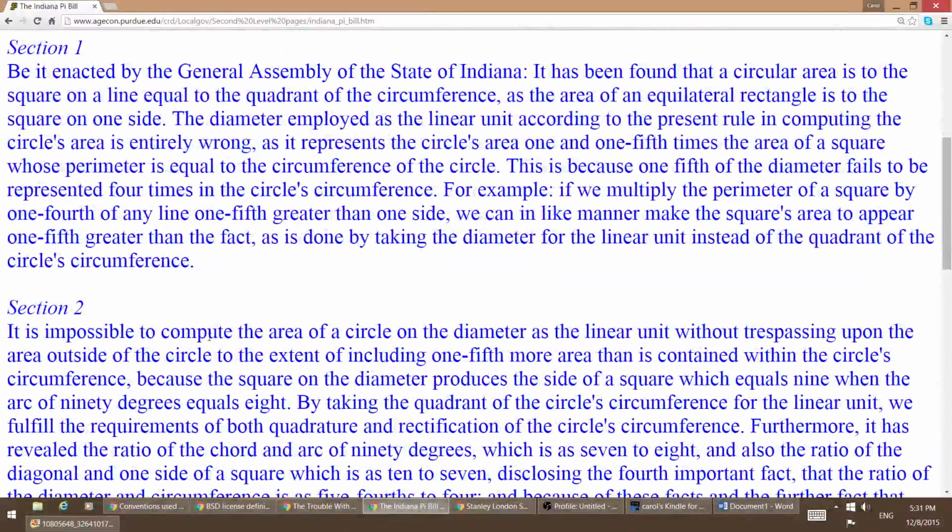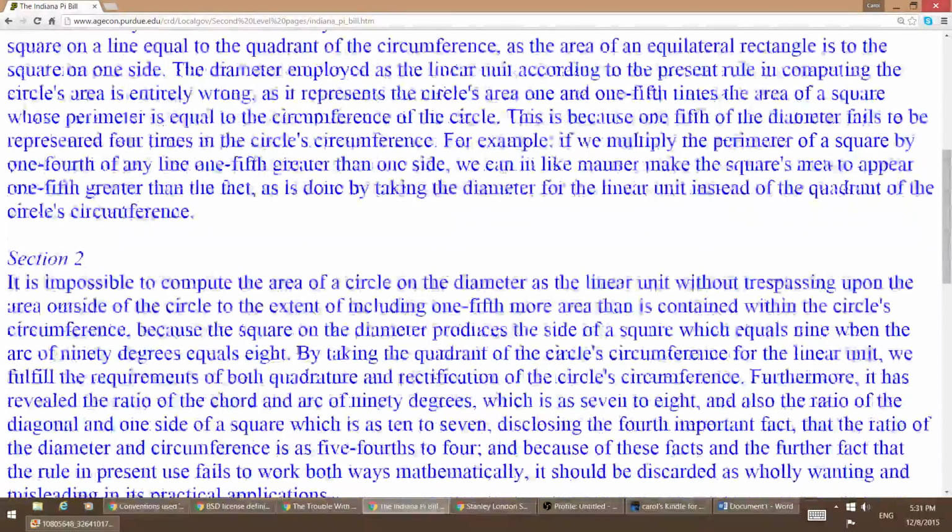It is impossible to compute the area of a circle on the diameter as a linear unit without trespassing upon the area outside of the circle, to the extent of including 1/5 more area than is contained within the circle's circumference. Because the square on the diameter produces a side of a square which equals 9, when the arc of 90 degrees equals 8, by taking the quadrant of the circle's circumference for the linear unit, we fulfill the requirements of both quadrature and rectification of the circle's circumference.